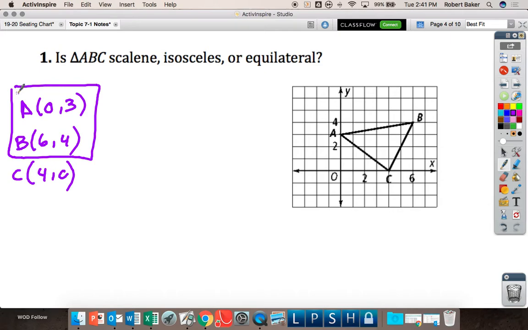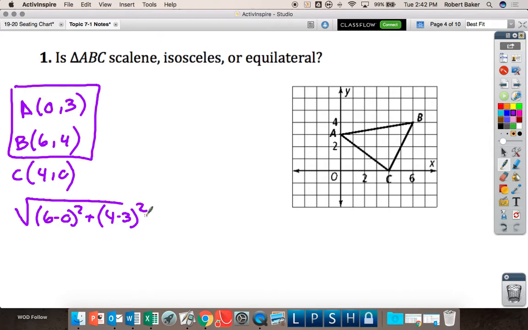So some tricks for using the distance formula. You have to know what it is first, right? But as you become more practiced with this, I always like to write my points stacked like that because it organizes my thinking. 6 minus 0 squared. Oh, don't jump ahead. Plus 4 minus 3 squared.